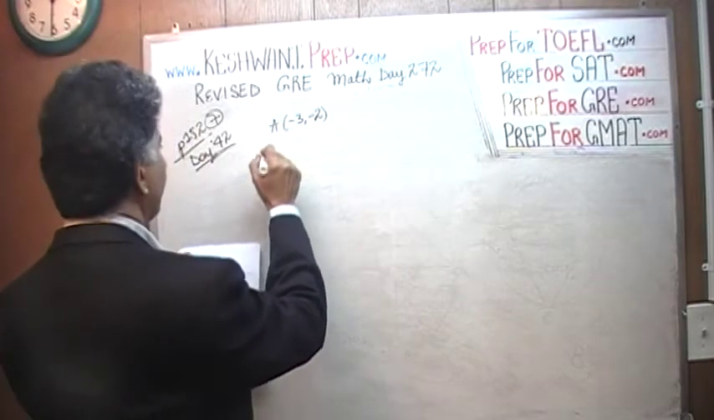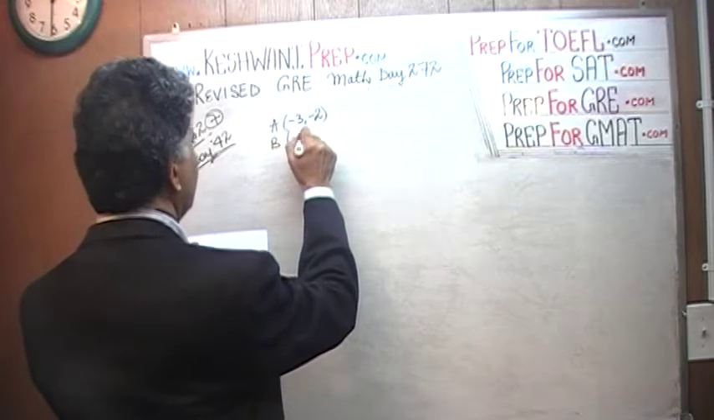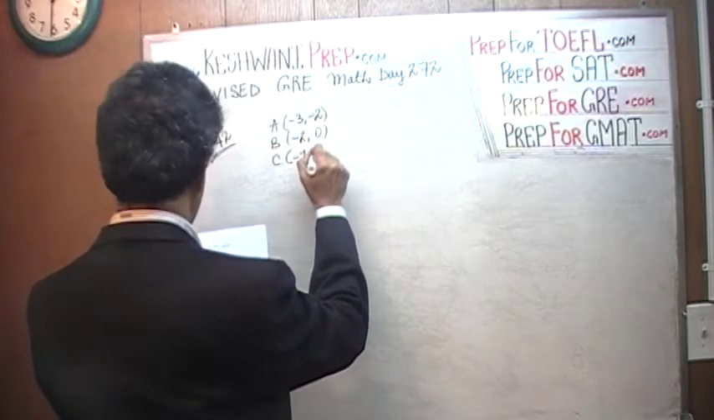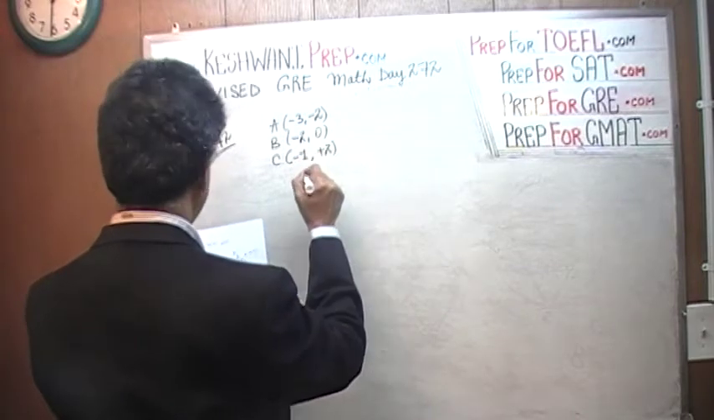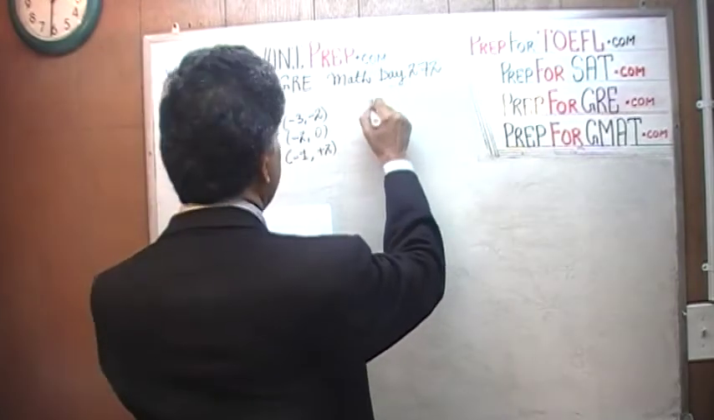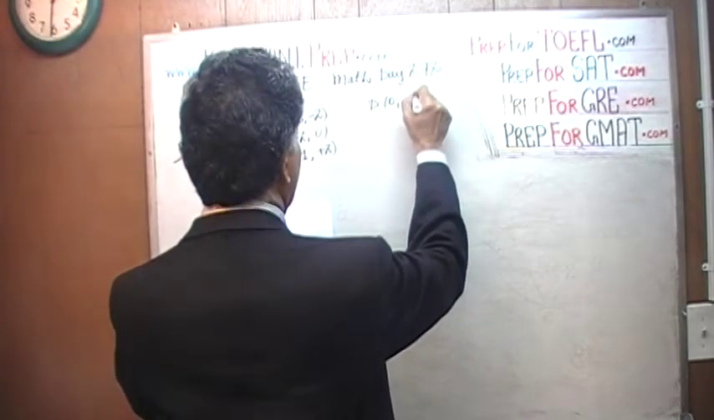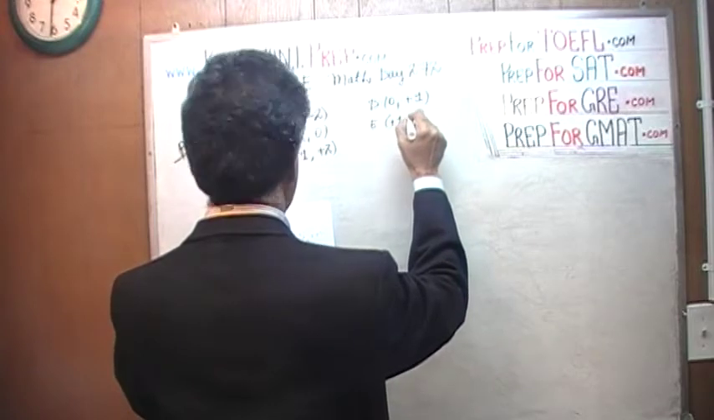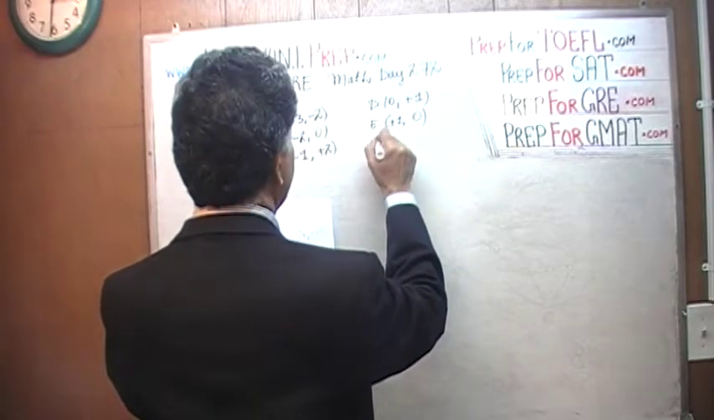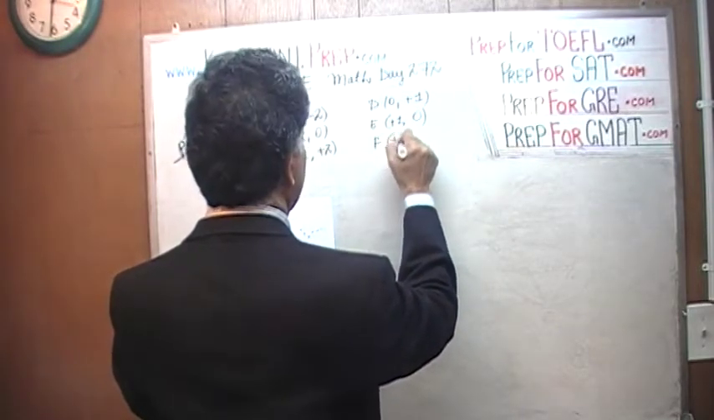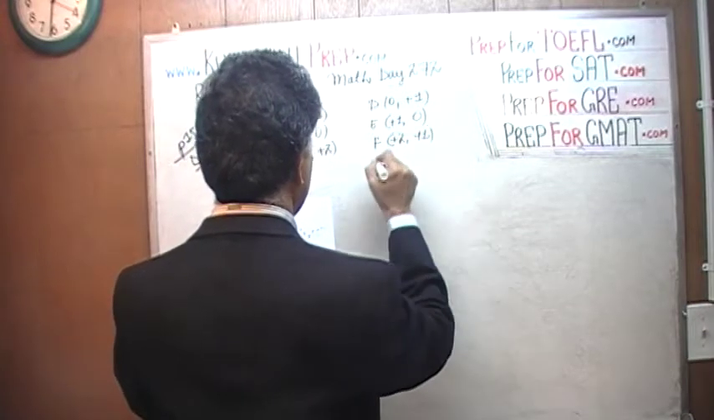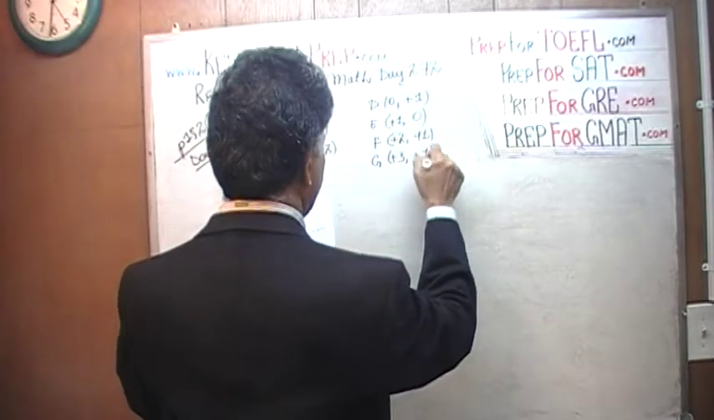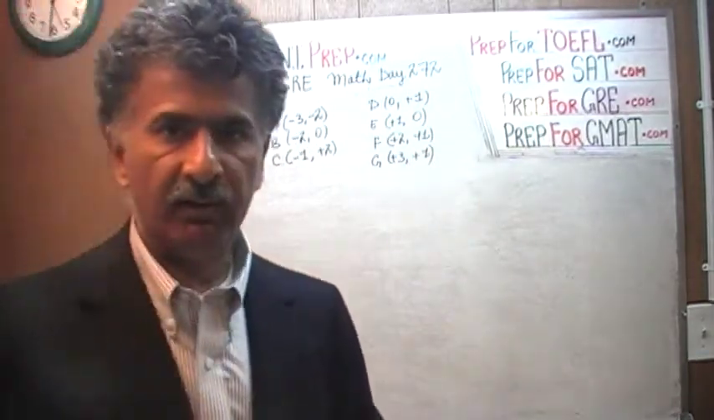Let me list all of the points first. Point B, you will see, is (-2, 0). Point C is (-1, +2). Point D is (0, +1). Point E is (+1, 0). Point F, you will see, is (2, +1). And finally we have point G, which is at (+3, +1). Of course, these points are not listed on the graph, as I told you before.